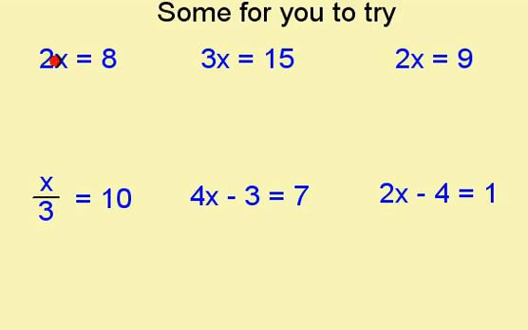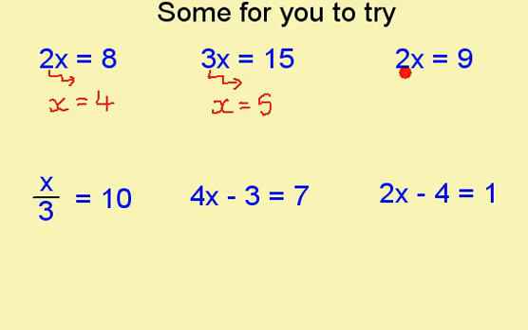So on this question, we use escalator. 2 goes down the escalator. X equals 8 over 2, which is 4. Escalator on this one, the 3 is going to go down the escalator. X equals 15 over 3, which is 5.